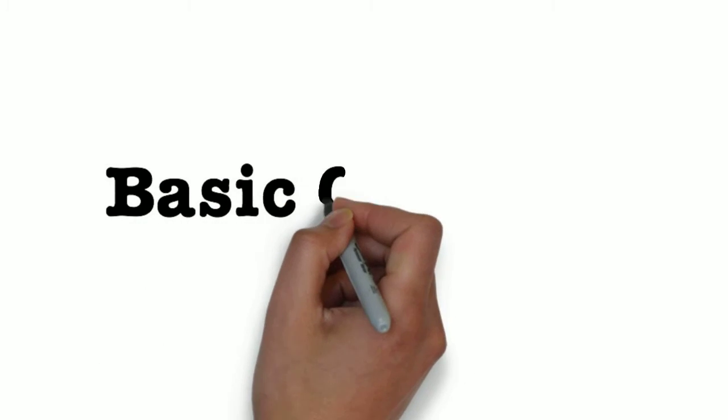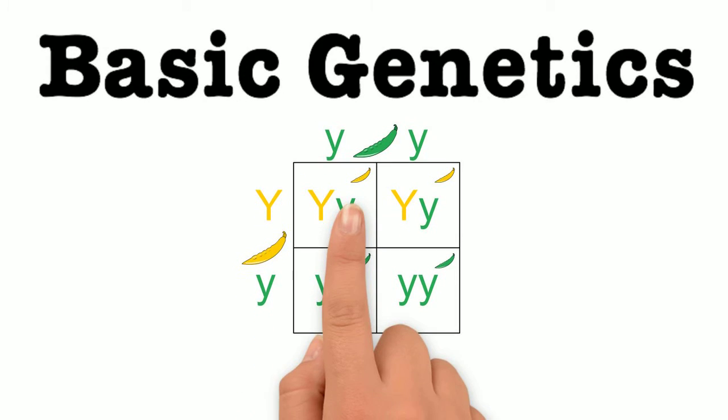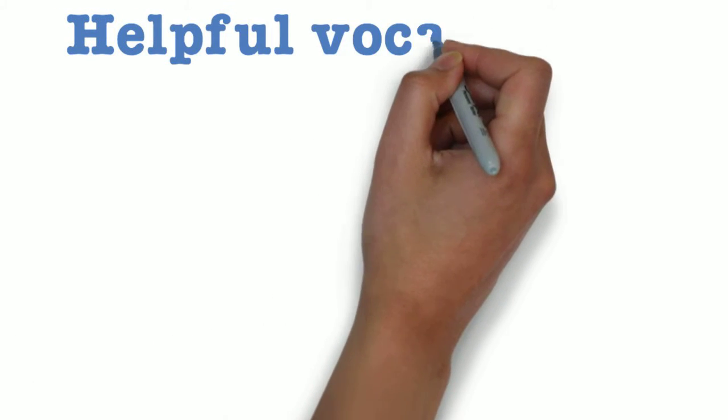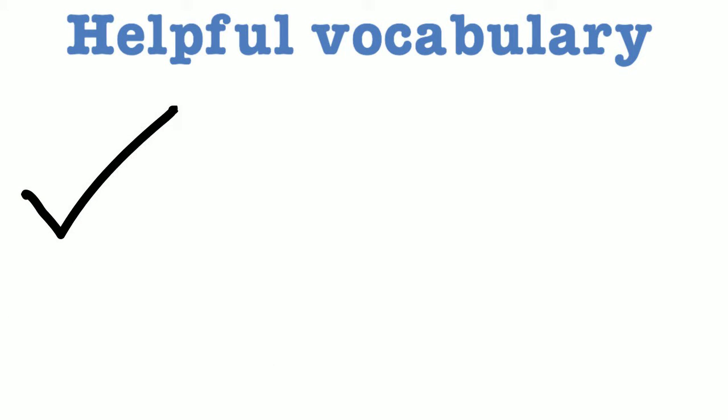Hi, it's Miss Barnhart. Let's go over some basic genetic terms and how to do Punnett squares. First, let's take a look at some helpful vocabulary. You really need to make sure you know these terms in order for you to do well in this unit.